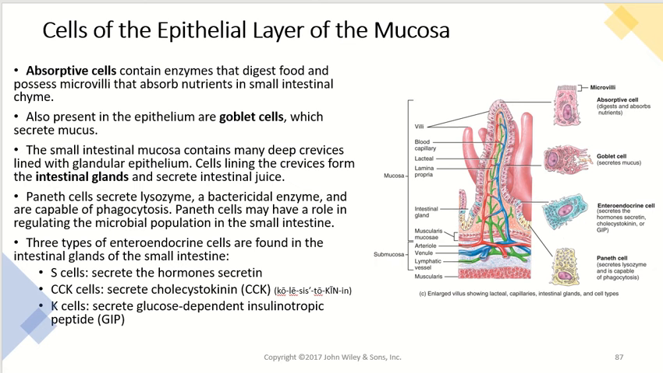So this microbial population that we see in the small intestine is going to actually be very important in the process of digestion. This microbiome that's living in the small intestine is going to play an important role, which we'll discuss later.